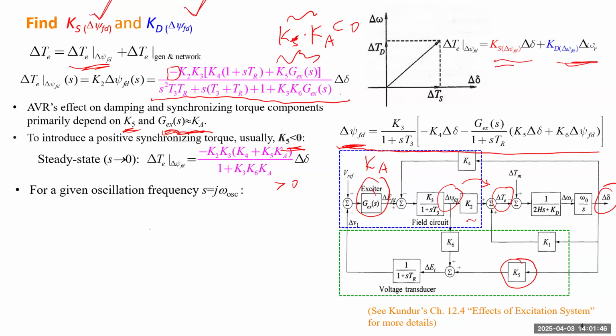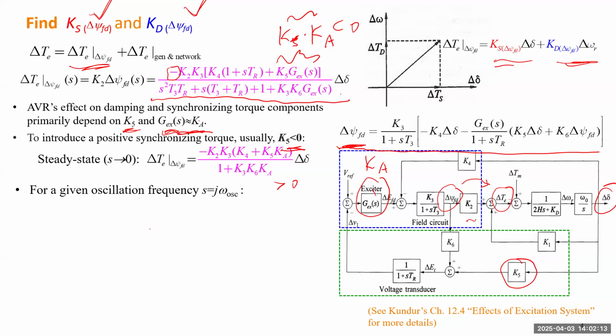That answers the question. If we have negative K5, we can make the synchronizing torque positive, which means that if the disturbance is not too large, it will stay around the equilibrium, because near the equilibrium you have the force driving the generator back to the equilibrium. That addresses the question of synchronizing torque, but we haven't answered the damping torque.